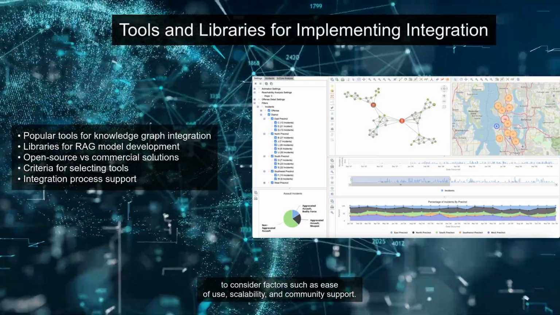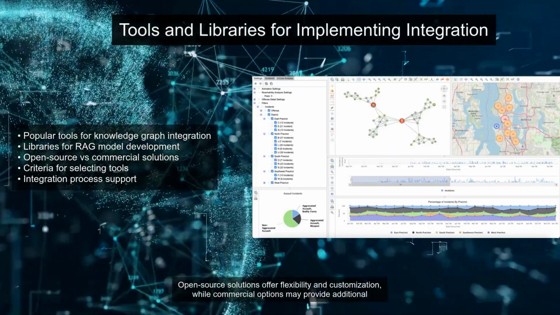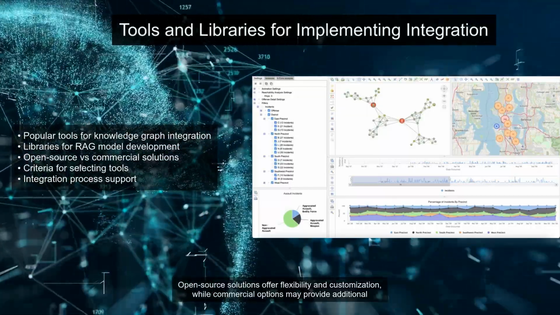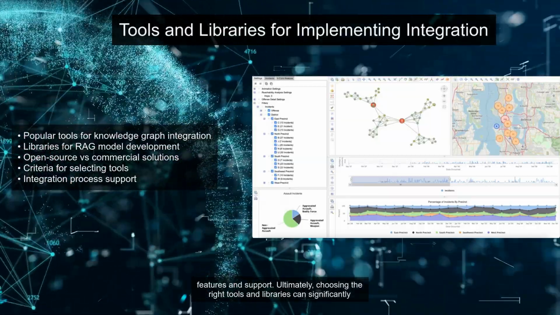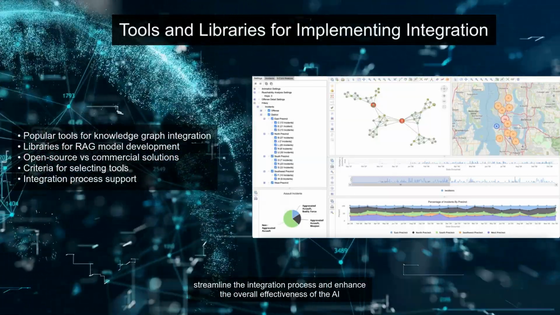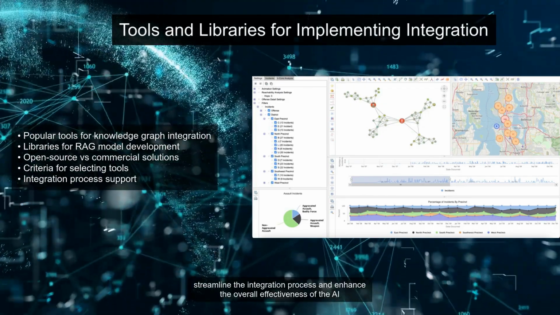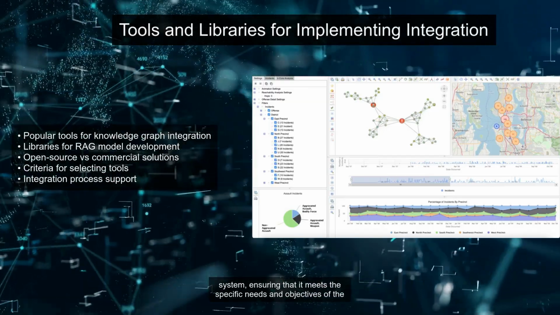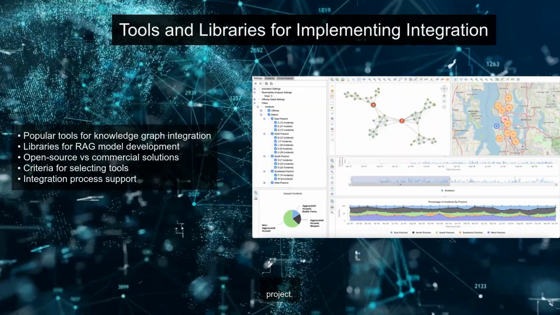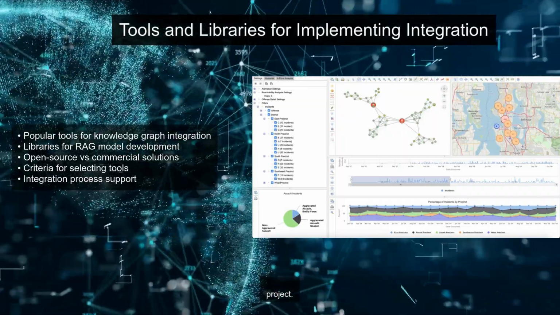When selecting tools, it is important to consider factors such as ease of use, scalability, and community support. Open-source solutions offer flexibility and customization, while commercial options may provide additional features and support. Ultimately, choosing the right tools and libraries can significantly streamline the integration process and enhance the overall effectiveness of the AI system, ensuring that it meets the specific needs and objectives of the project.